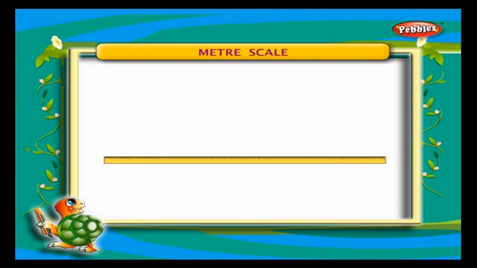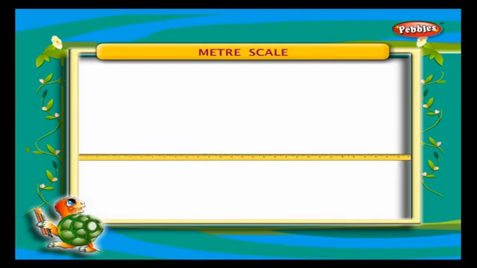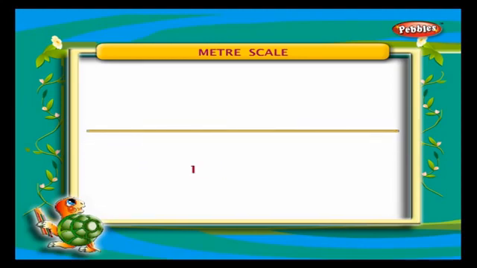This is a meter scale. The meter scale has 100 equal parts called centimeters. 1 meter is equal to 100 centimeters. The length of a cloth can be measured with the help of a meter scale.